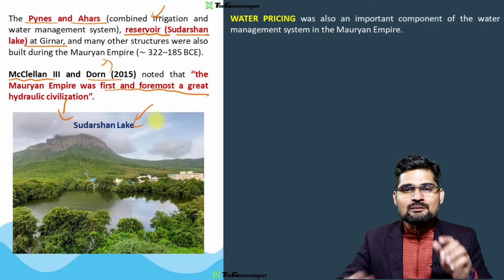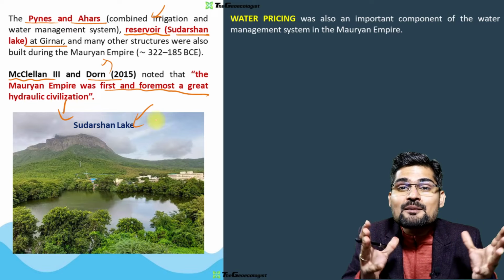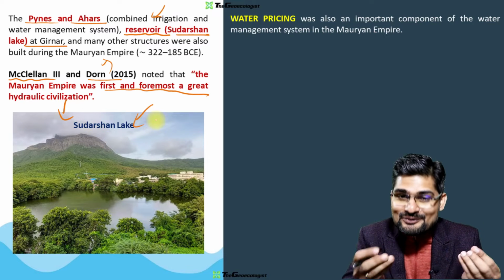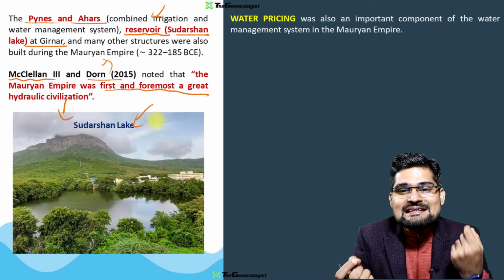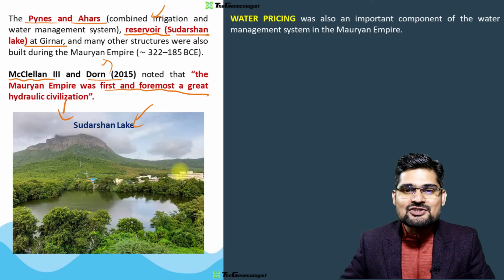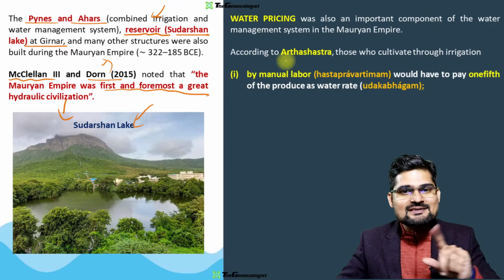Now let's look into something which is very interesting: water pricing. Have you heard of water being a commodity now? No, the roots are ancient again. Water pricing, water tax. So what's happening? Water management system and taxation. Let's look into the Mauryan Empire. And where's the root? Arthashastra.